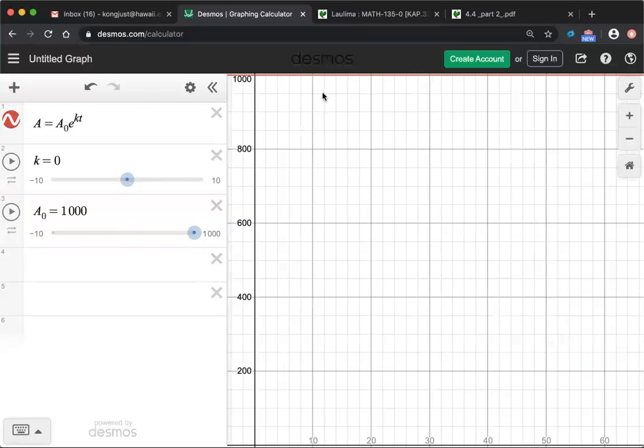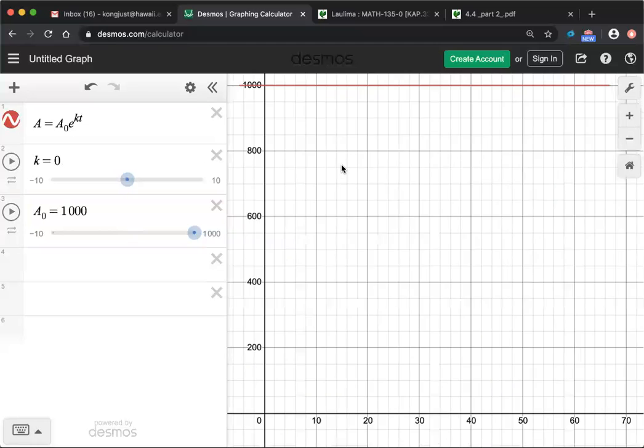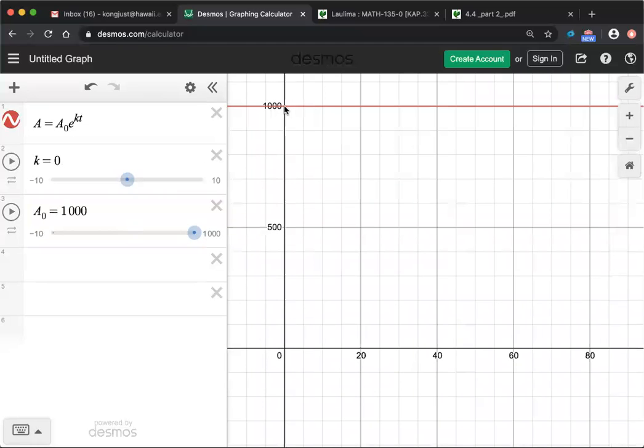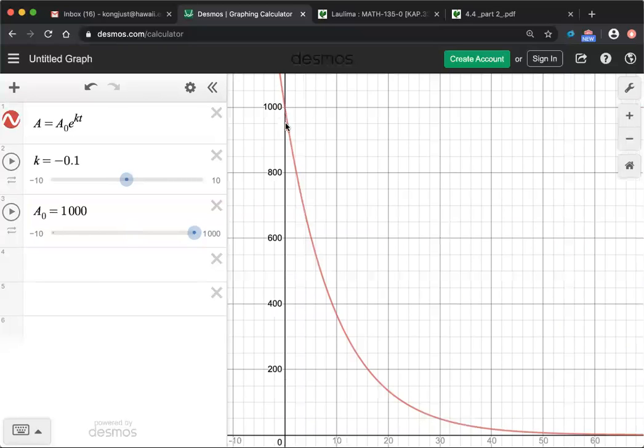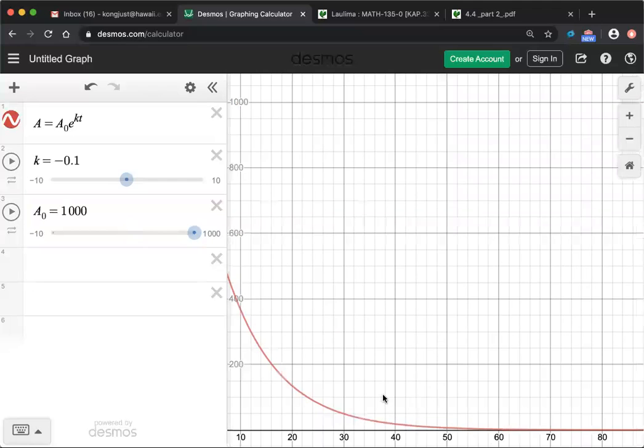Okay, so here you see that red line on the top. This is where we're starting this time. Okay, 0. If I go negative 0.1, see, so starting position at 1,000, right? And then as time progresses, it gets smaller and smaller and smaller. And then it just approaches 0.